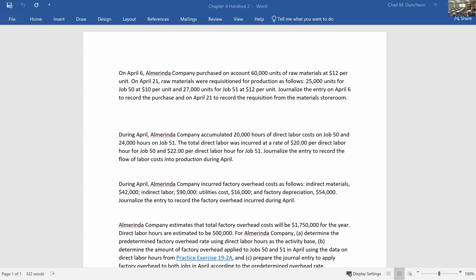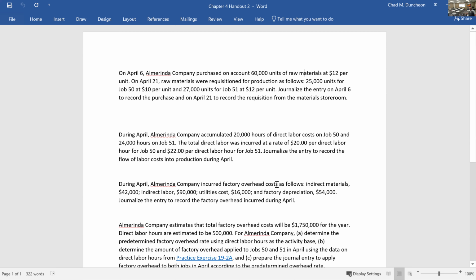You should attach with this video in your Canvas page this handout that has Almarinda Company. So let's start up here. First thing we're going to do is right up here at the top. It says, we purchased 60,000 units of raw materials at $12 per unit. That is the first transaction we have to deal with here.